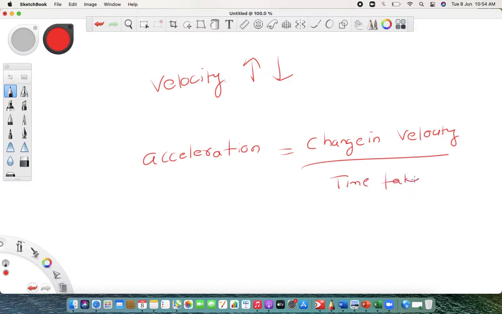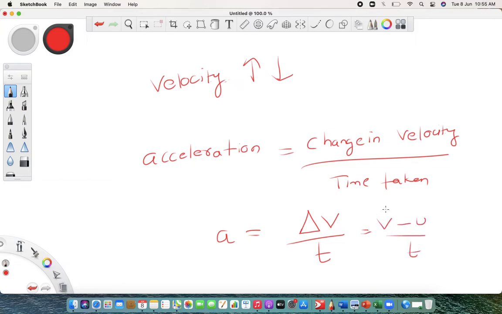Now how are you going to represent this? Acceleration is represented by small letter a. Change in velocity: in physics or chemistry, we use this triangle, which gives you a symbol that tells you change. Time taken is t. When we say change, change is delta. So change in velocity upon time taken. Now how can this change be written? Change is like v minus u.